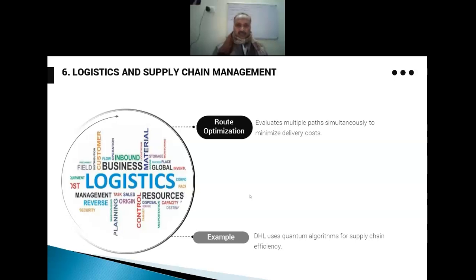Next, logistics and supply chain management. It is basically business that depends on the route, the optimized route. A business can run very smoothly if it has the perfect route, or may be in difficulty when it does not have the correct route. So evaluating multiple paths simultaneously using route optimization algorithms, DHL uses quantum algorithms for supply chain efficiency. That's why I have considered it.